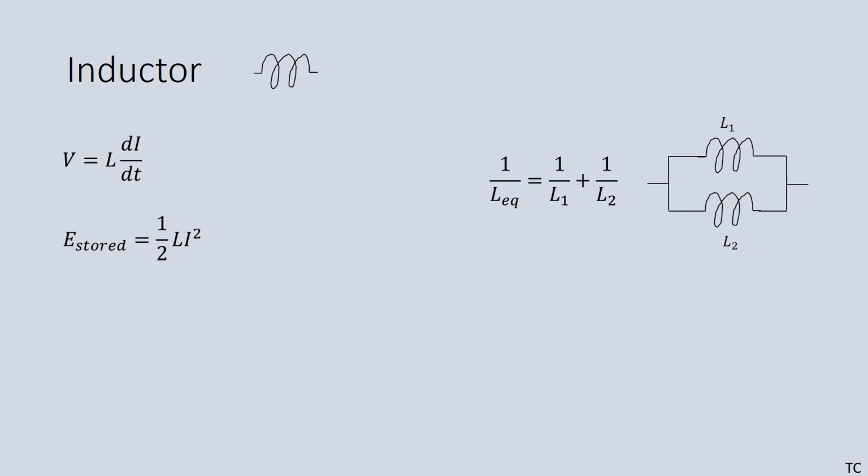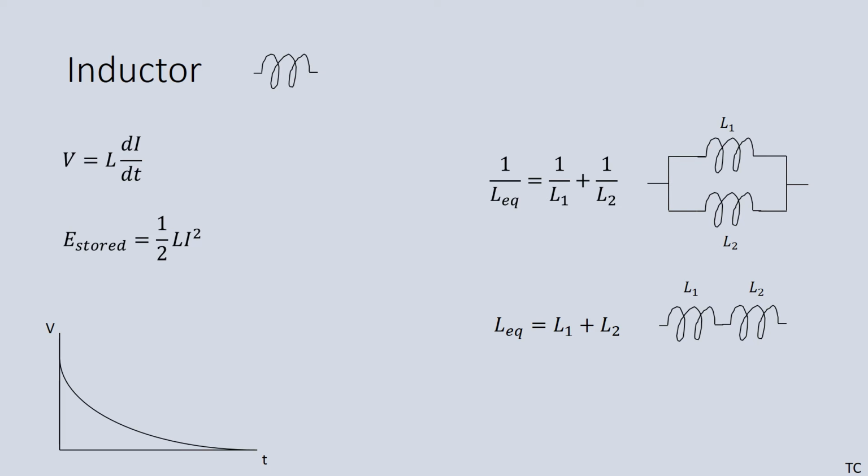If two inductors are in parallel, the equivalent inductance can be found by noting that the inverse of the equivalent inductance is equal to the sum of the inverses of the individual inductances. And more simply, if the inductors are in series, the equivalent inductance is just the sum of the individual inductances. So you'll note how these are the same rules that are used for resistors.